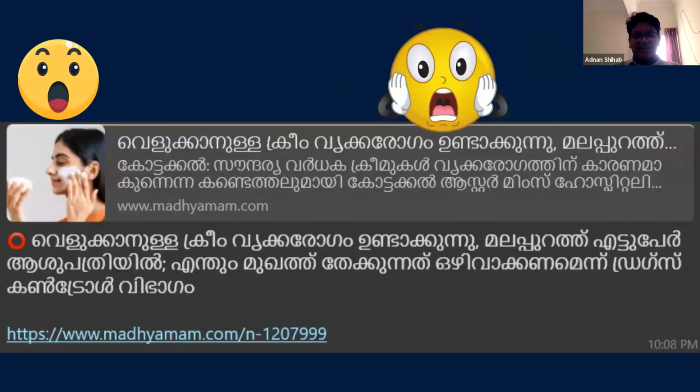This was news that came about 2 or 3 months ago. It was a cream to become more white. This was in Malappuram, a place called Kotak. It caused 8 people to be in hospital because they got kidney diseases because of the cream.